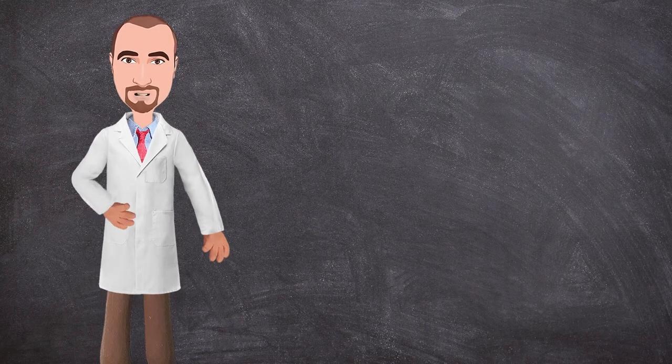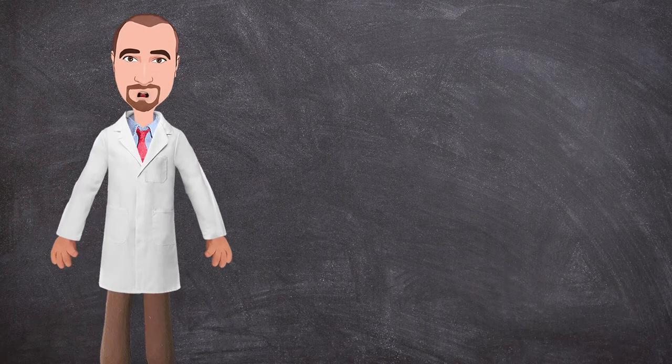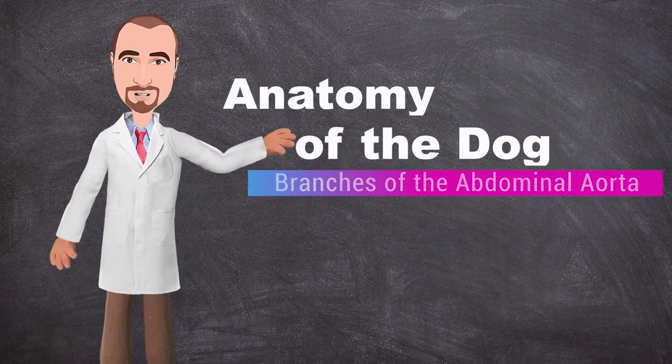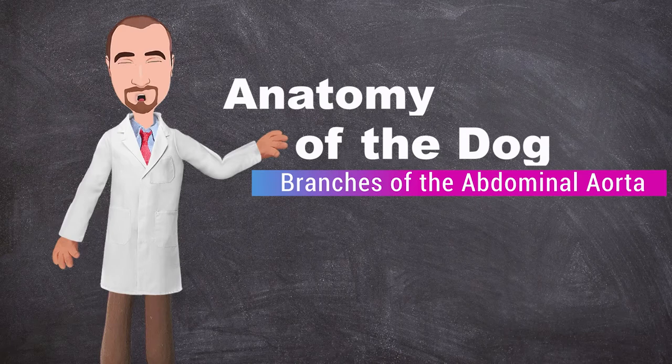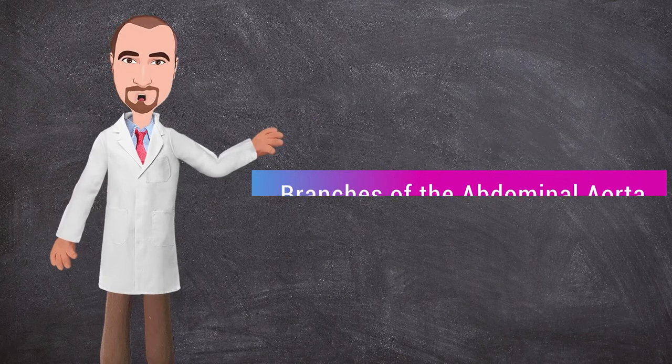In this video, we will dissect the branches of the abdominal aorta and talk a little about the blood supply to the different abdominal organs in the dog. So let's get started.